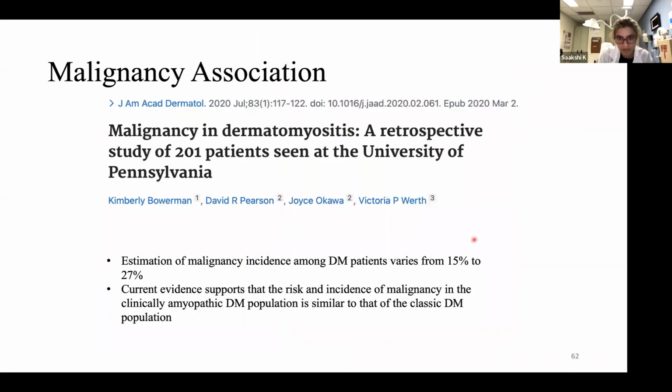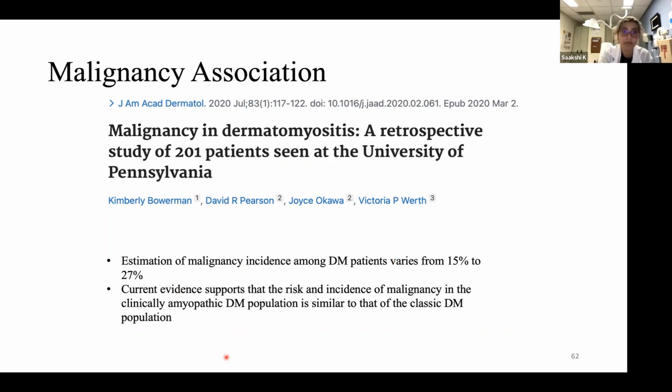Right. So why DM is important is because of this malignancy association. And I think this is probably where you might get looped into seeing a DM patient. The incidence of malignancy in DM patients varies from 15 to 30%, but it's higher compared to the risk based on population-based studies.